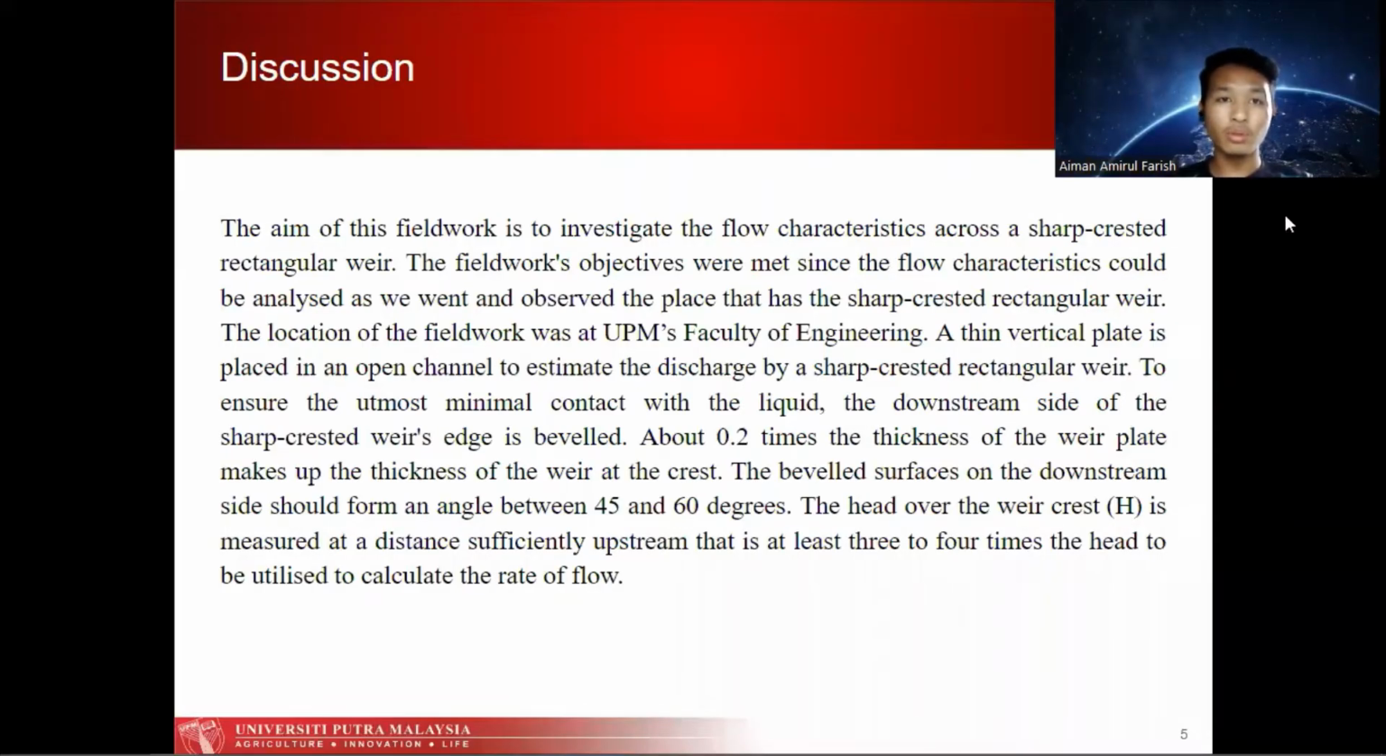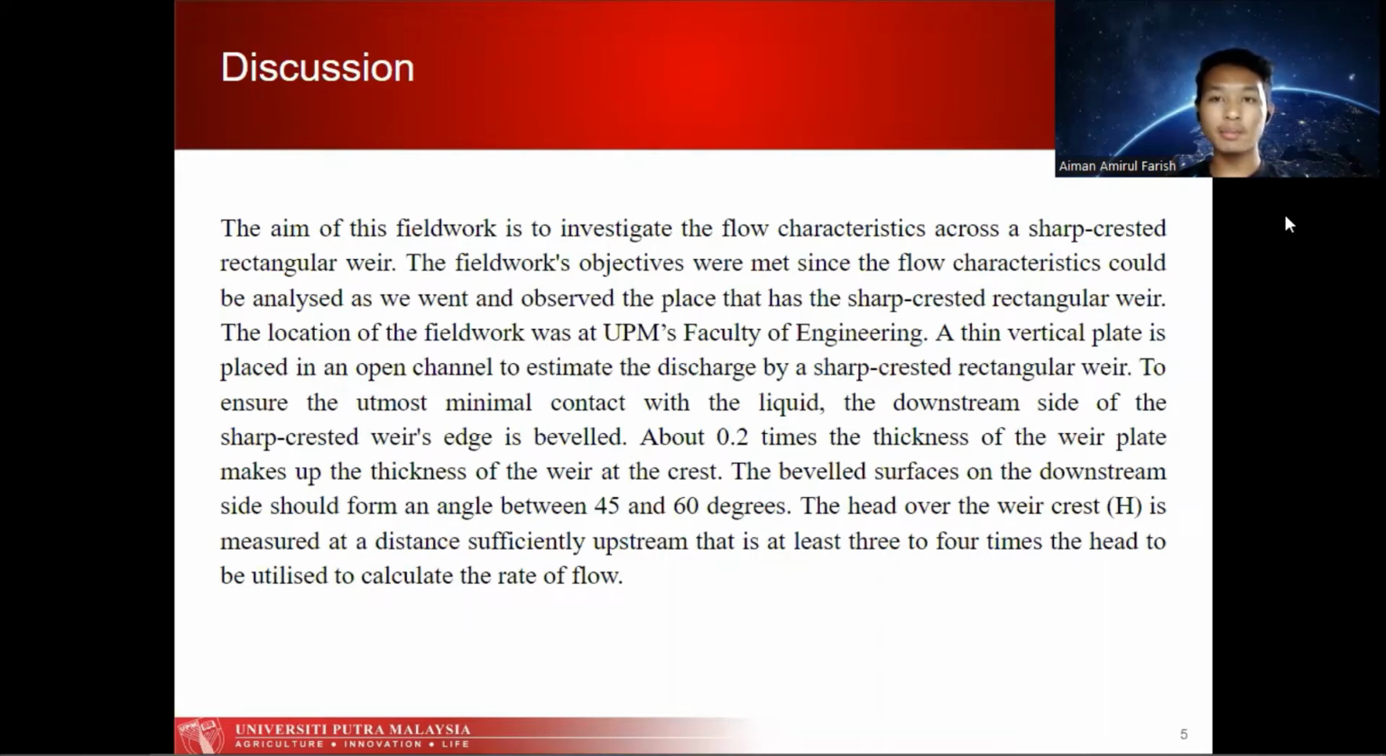Okay, now we will continue with the discussion part. The aim of this fieldwork is to investigate the flow characteristic across a sharp-crested rectangular weir. The fieldwork's objectives were met since the flow characteristic could be analyzed as we went and observed the place that has the sharp-crested rectangular weir. The location of the fieldwork was at UPM's Faculty of Engineering.